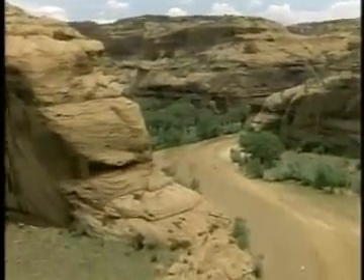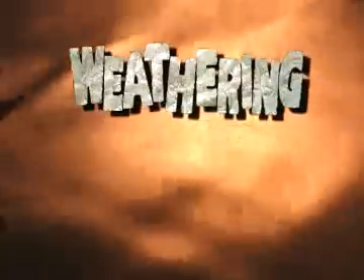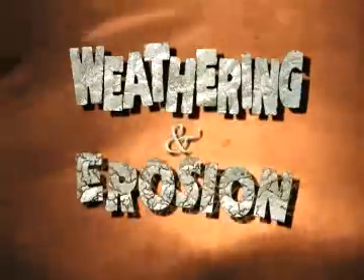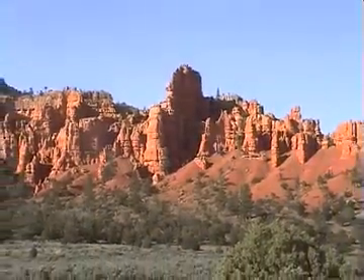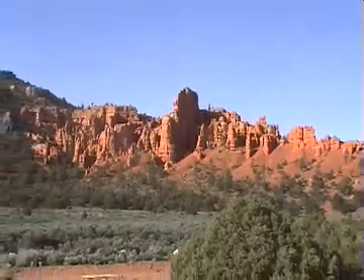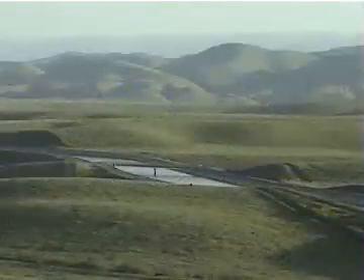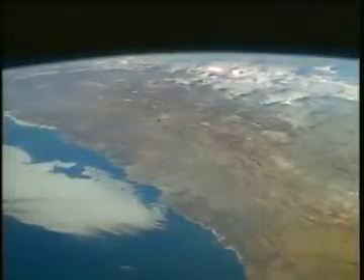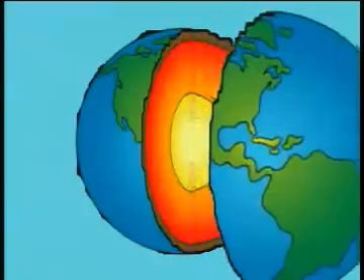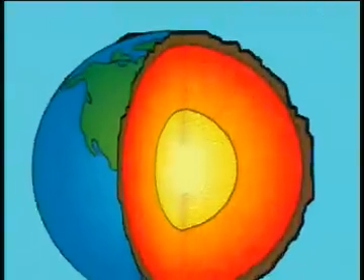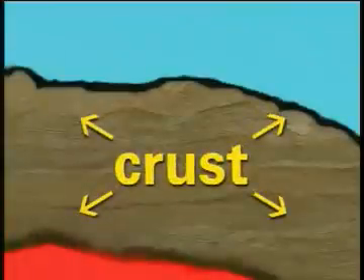Our changing Earth, weathering, and erosion. The shapes of the land we see on the surface of our Earth are called landforms. Mountains and valleys are examples of common landforms. Some of the changes to the surface of the Earth start below the surface, in the first layer of the Earth's outer surface. It's called the crust.